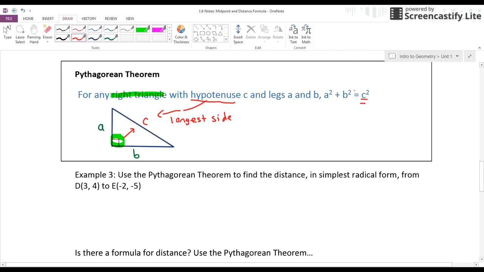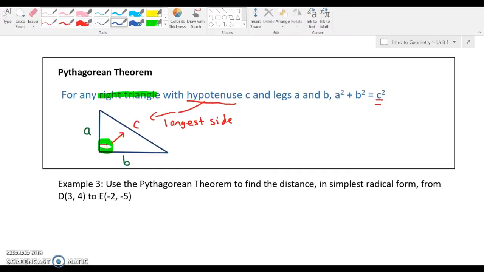So we're going to talk a little bit more about how to use the Pythagorean theorem. All right, so how can we use the Pythagorean theorem to find distance? Well, we go back to the idea of that right triangle. So I'm just going to do a quick sketch of these 2 points D and E on my coordinate plane. So D is at 3, 4, and then E is at -2, -5. And if I connect these two, what I do is I create a hypotenuse.